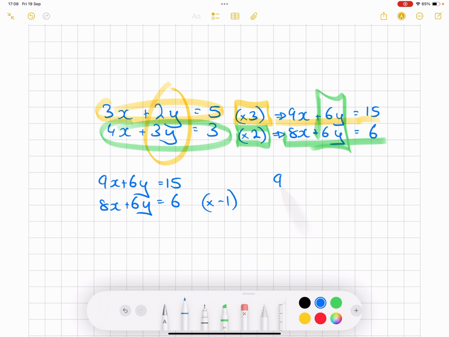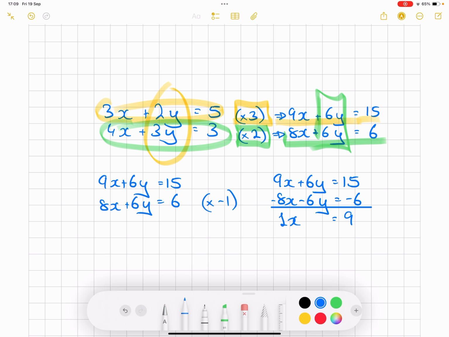So write out the top line, just as we had it, 9x plus 6y is equal to 15. The bottom line now, all by minus 1, so minus 8x minus 6y is equal to minus 6. And that's a very important step that we need to be comfortable in doing. So let's see. I'm going to be left with 1x is equal to 9. I hope that makes sense. So 1x equals 9 there.